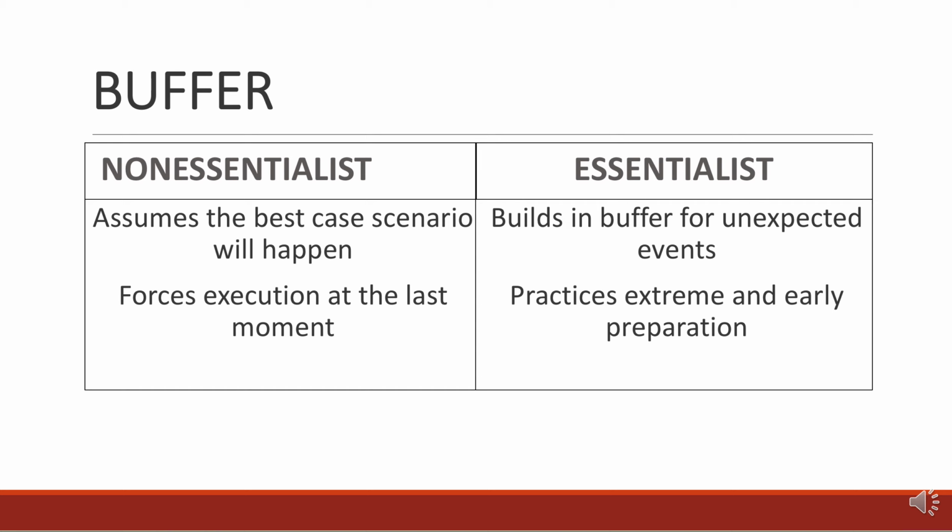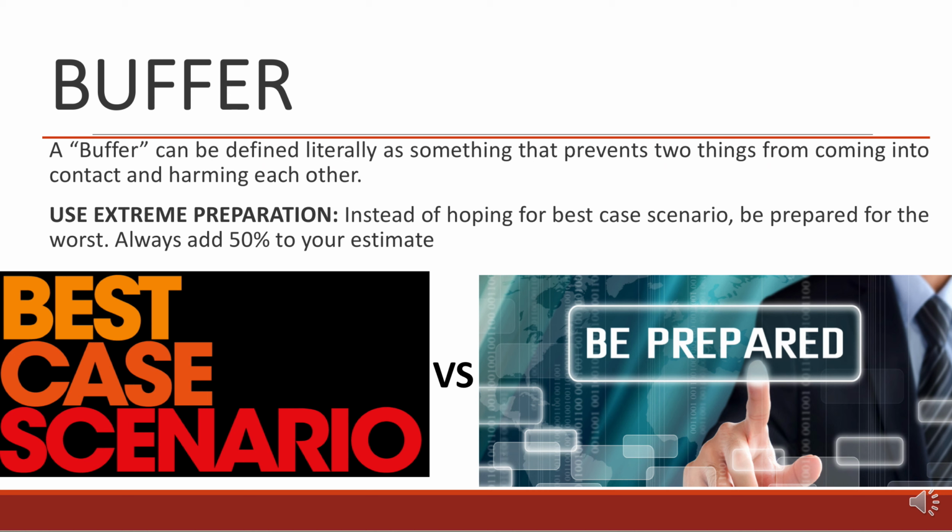A non-essentialist assumes the best-case scenario will happen, whereas an essentialist builds in buffer for unexpected events. A non-essentialist forces execution at the last moment, whereas an essentialist practices extreme and early preparation. A buffer can be defined literally as something that prevents two things from coming into contact and harming each other. So use extreme preparation. Instead of hoping for the best case scenario, be prepared for the worst. Always add 50% to your estimate.